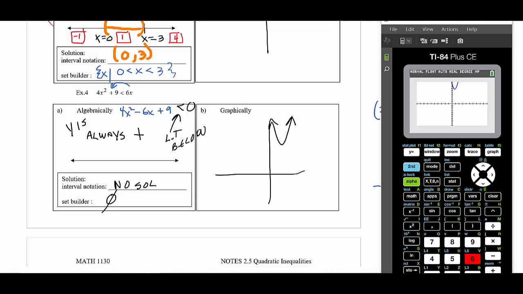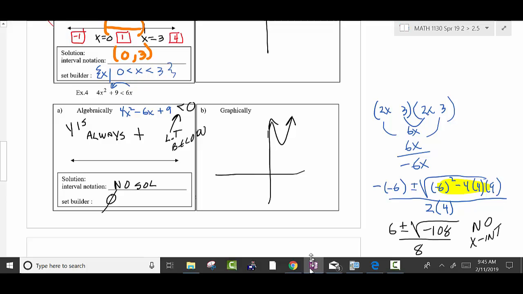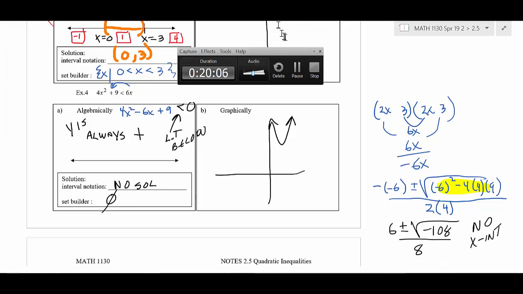Okay, so sometimes that will happen on a quadratic. Now, what would you say the answer would be if it was greater than instead of less than? Then what would the answer be? All real numbers, exactly. Okay, so in this case, it's never below the x-axis, so it's no solution. So that's it. Okay, does that make any sense?